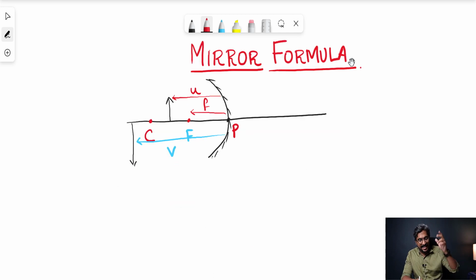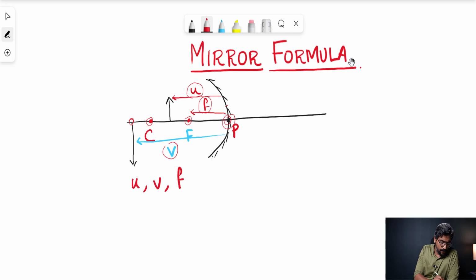So here comes the next scenario for mirror formula, and you have a spherical mirror, which is nothing but a concave mirror here, and here the pole is denoted, the principal focus is there, and the center of curvature is here. Now all the measurements are taken from the pole, so you have the distance from pole to the object as object distance, the distance from pole to the image as image distance, and the distance from pole to the principal focus, that is the focal length, which is also measured from pole. And all the three values are there, U, V and F.